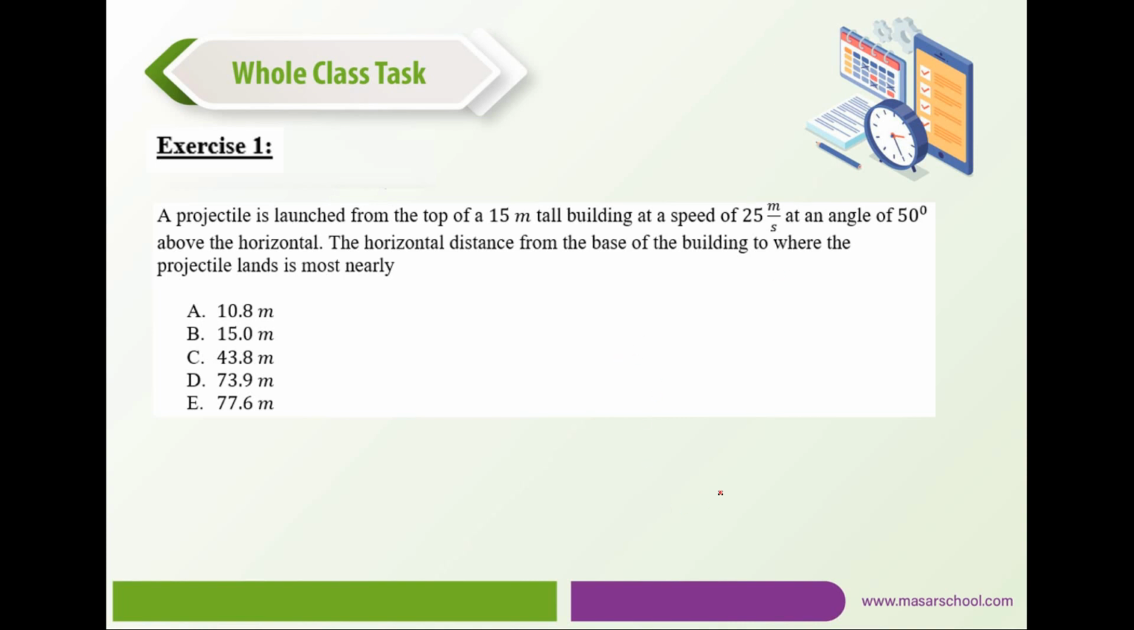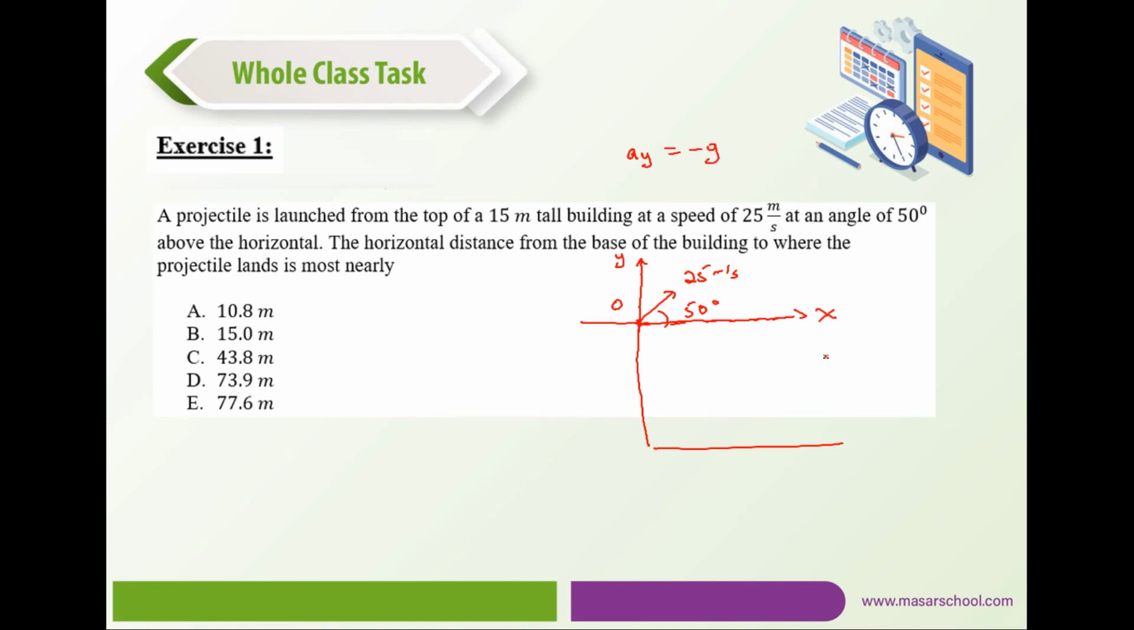The best way to approach such a problem is by doing a sketch. Let me say that this is the building, and that would be the launching point. We have launched a projectile with a speed of 25 meters per second, making an angle of 50 degrees above the horizontal. We need to choose the origin, and in most cases the origin will be the launching point. Let me say this is the origin, so this is the x-axis, and that would be the y-axis. So we are in the case of ay equals minus g.